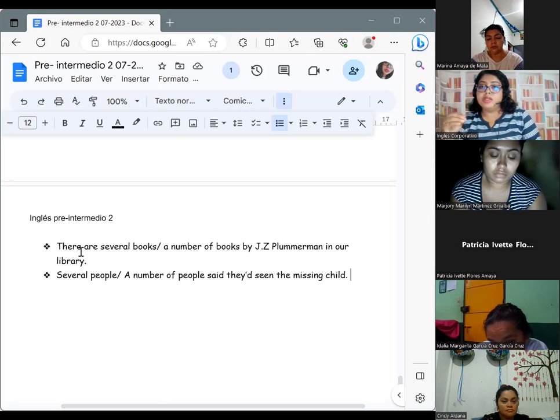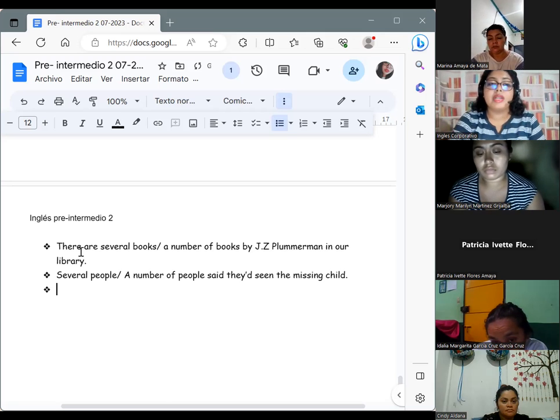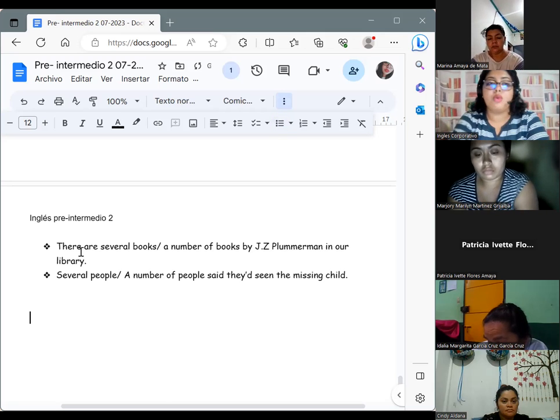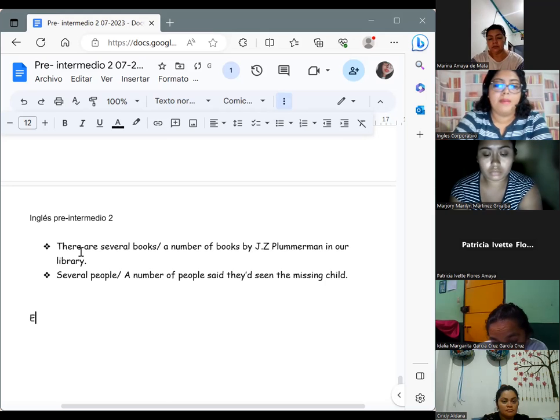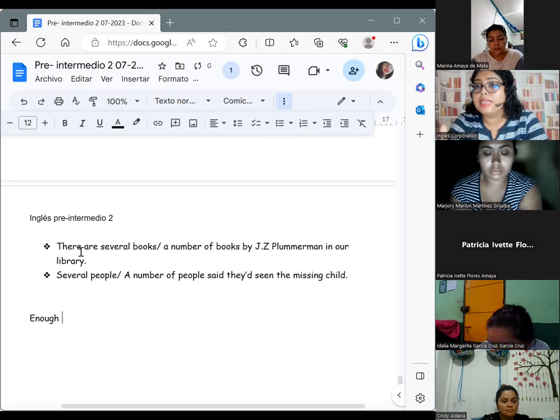And we're going to see the last one of this first category, that is the word enough. Vamos a ver la última de la primera categoría. And we have the word enough. And these ones are the neutral quantifiers. Estos son nada más los neutrales.